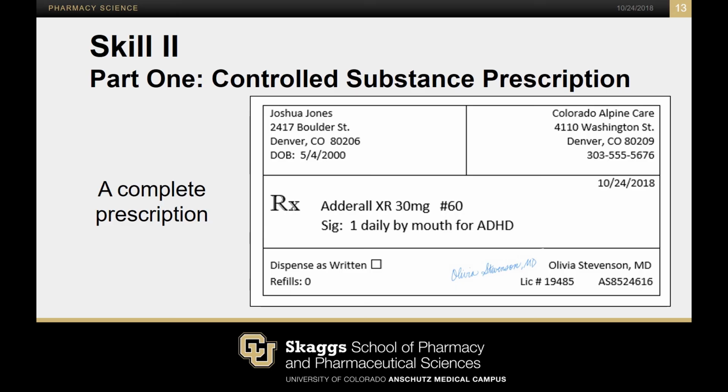Also on the prescription, you must have the month, day, and year the prescription was prescribed, the drug name and strength, the dose and quantity, the route of administration, the directions, which is marked by signature or the abbreviation SIG, the number of refills authorized, the product selection was permitted or was required to be dispensed as written.